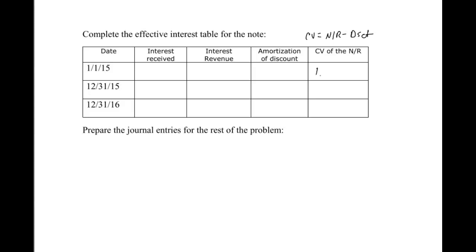So this is 193,240. The interest received we know is 20,000 because that's based on the stated rate of the note, and so we're going to receive 20,000 each period. Interest revenue, remember, is the beginning of the period carrying value times the market rate, which is 12%. So that gives me 23,189. And then this becomes 3,189.